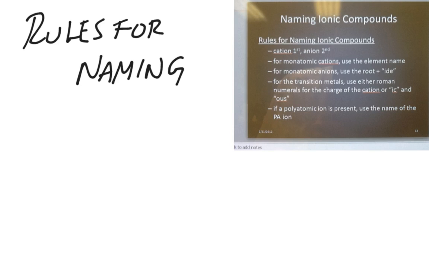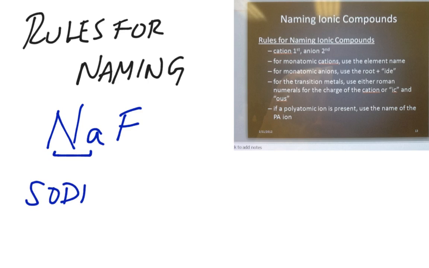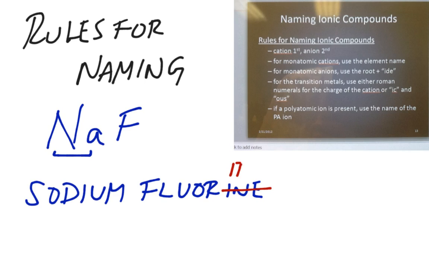So for example, if I had the ionic compound NaF, the first thing we're going to do is name the cation, sodium. The second thing we're going to do is name the anion, fluorine, but then we're going to drop the ending, -ine, and replace it with -ide. NaF would take the name sodium fluoride.